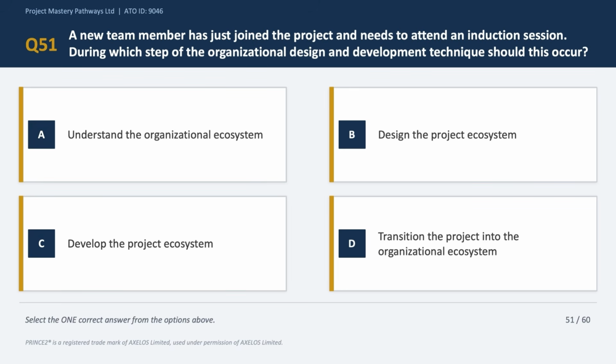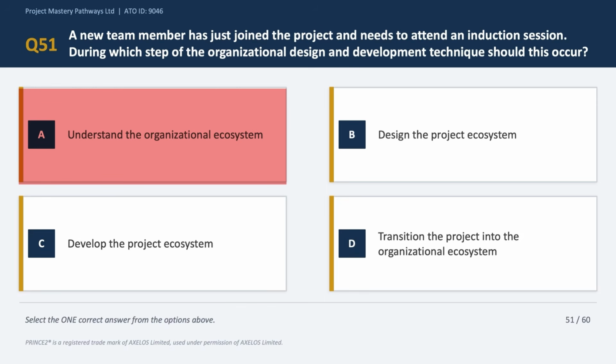And this is a technique question on the organizational design and development technique. Now, the technique has 4 steps: understand, design, develop, and transition. And the question is about induction session for a new team member. Now, option A says understand the organizational ecosystem. Now, this step is about analyzing the current environment and what the project needs. It happens early and does not involve onboarding individuals. So option A is incorrect.